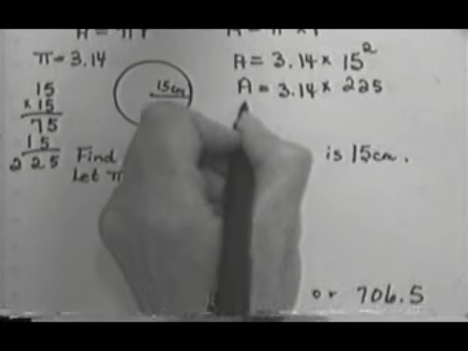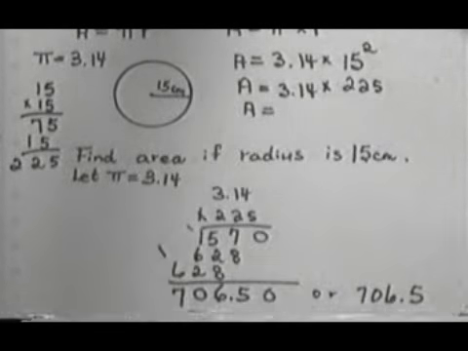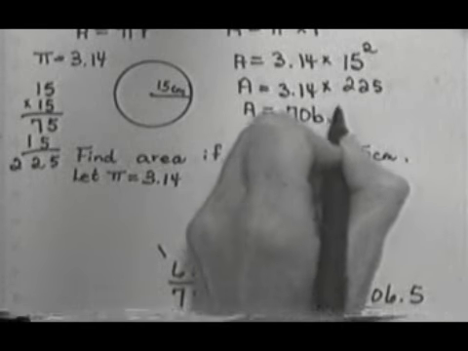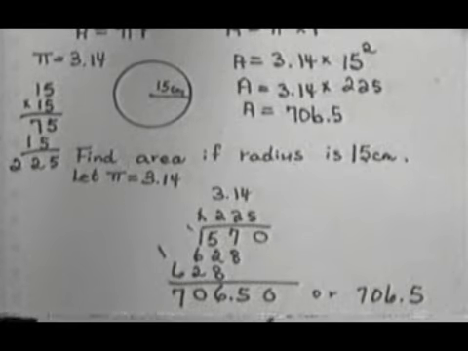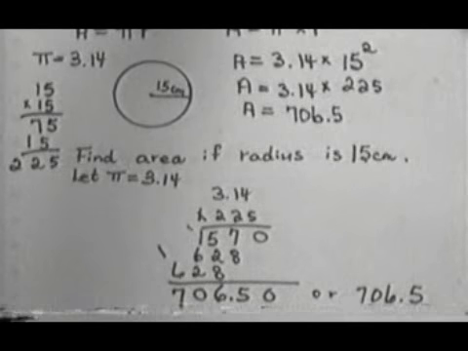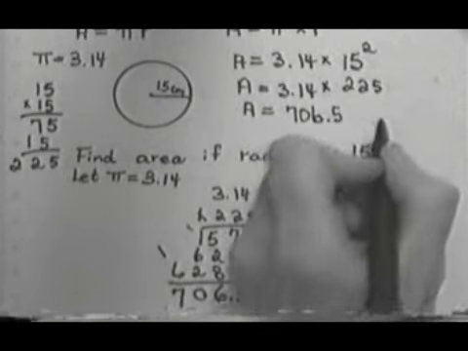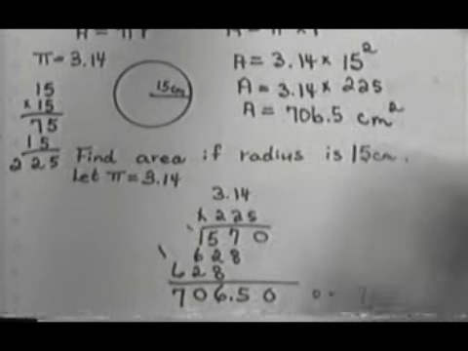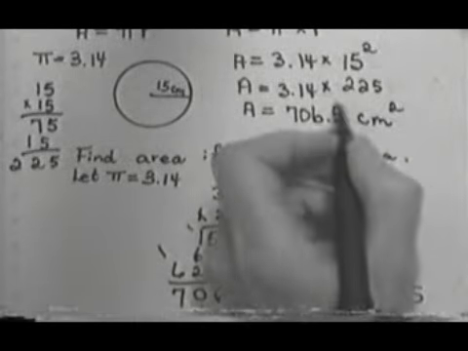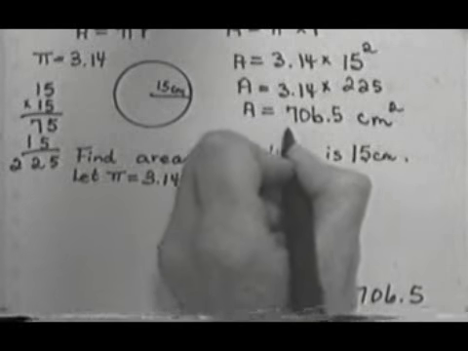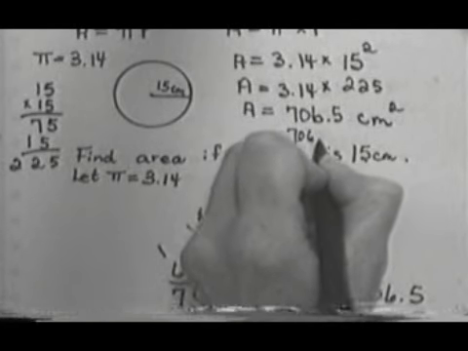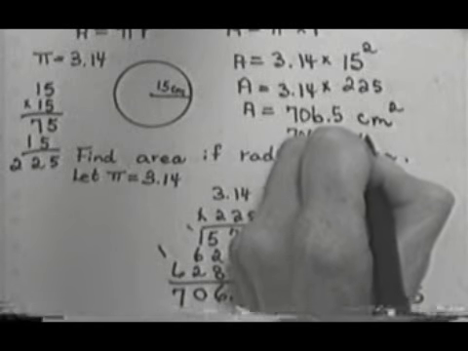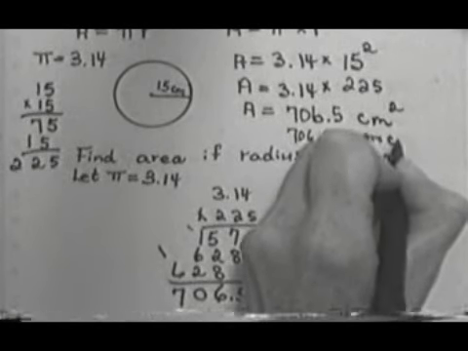So our area then, if we go back and copy that up here, is 706 and 5/10, or you can put 50 hundredths. It doesn't matter. And we need to put the unit. We're working with centimeters, so we can say we have square centimeters, or we can write it out 706.5 square centimeters.